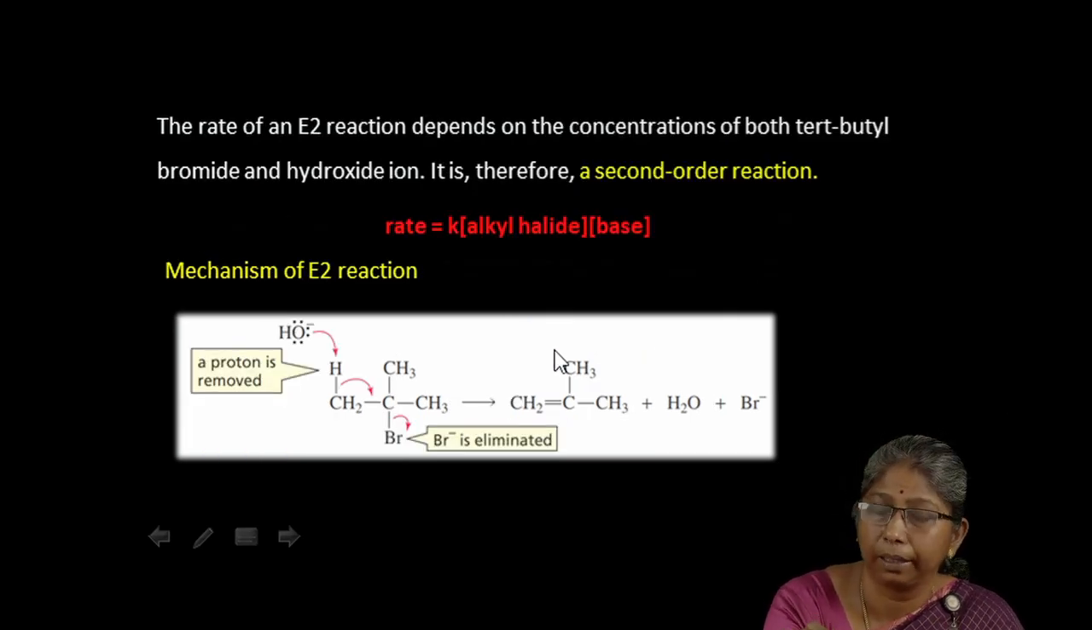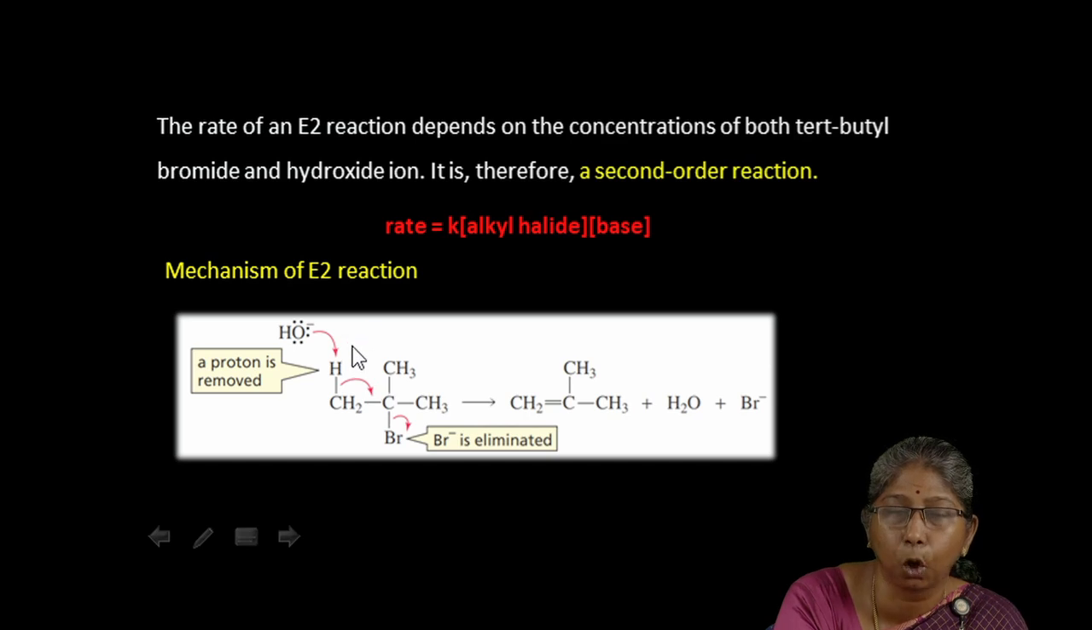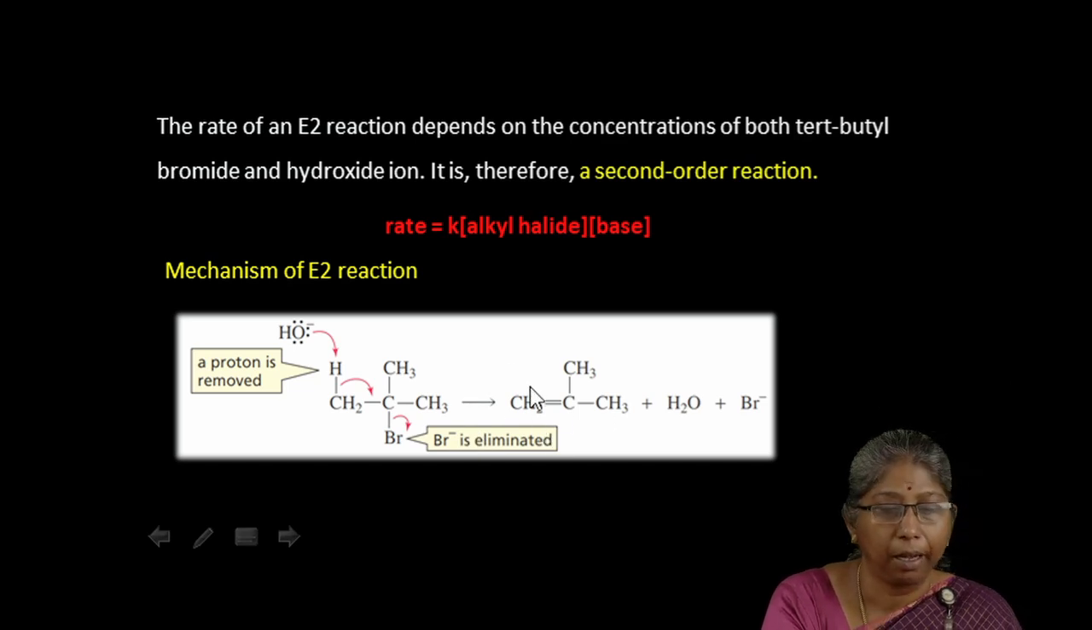Coming to the kinetics, the reaction depends on the concentration of both the halide and the base, and that must be a strong base. So the reaction rate depends on both the substrate and the base, and so it is called a second order reaction. Now the mechanism: since it is a strong base, the base abstracts this proton, and the bromide ion is eliminated, and this is the product.